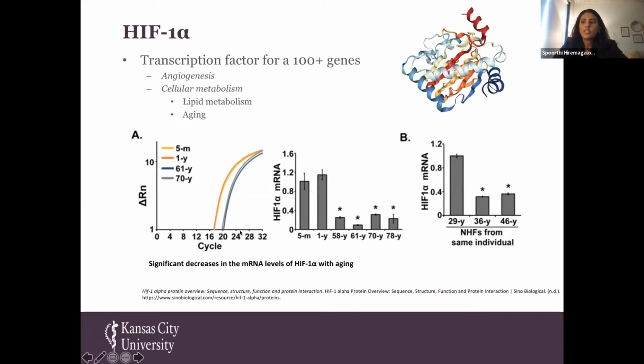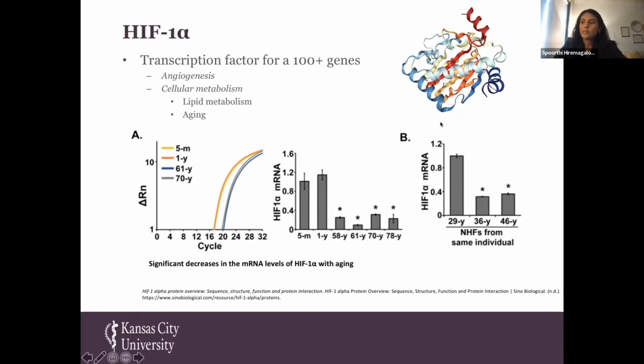And one of these genes that changes with age is HIF1 alpha, or hypoxia-inducible factor 1, which is a transcription factor known for its role in angiogenesis, but it has also been found to play a role in cellular metabolism, and in our lab, lipid metabolism as well.